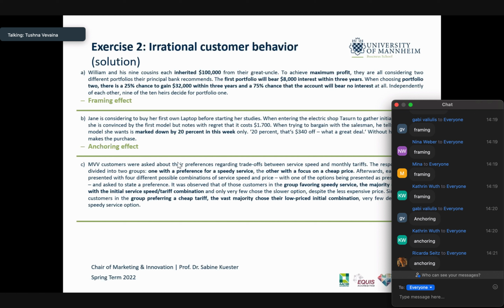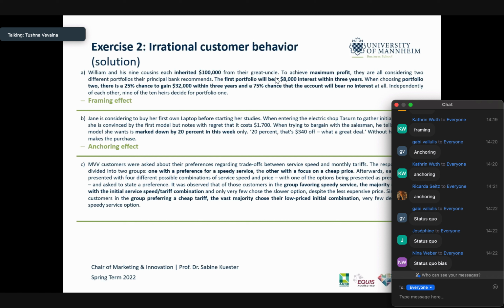And with C, here we see that there's a product and people are divided into two groups based on their preferences. One group focuses on a cheaper price versus one group prefers speedy service. The ultimate result that we saw is that the group that favored speedy service stayed with that initial service tariff combination, whereas the people who went in for a lower priced tariff chose their lower priced combination. Anyone wants to answer which type of bias this would be?